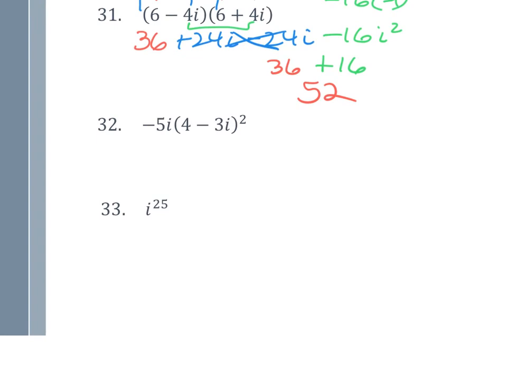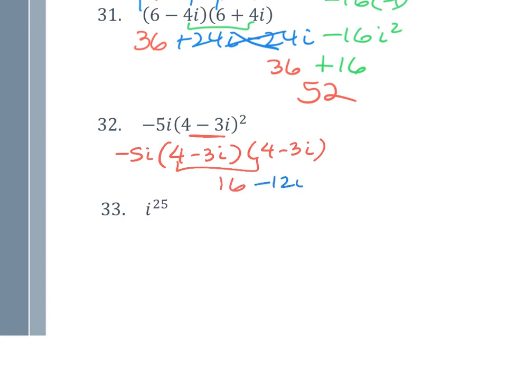For this next one, I'm going to FOIL this first and then distribute the -5i. Do not try to distribute the 5i first, the negative. You have to FOIL first, order of operations. So this becomes first is 16. Outside gives me -12i. Inside is -12i. And last is positive 9i squared.